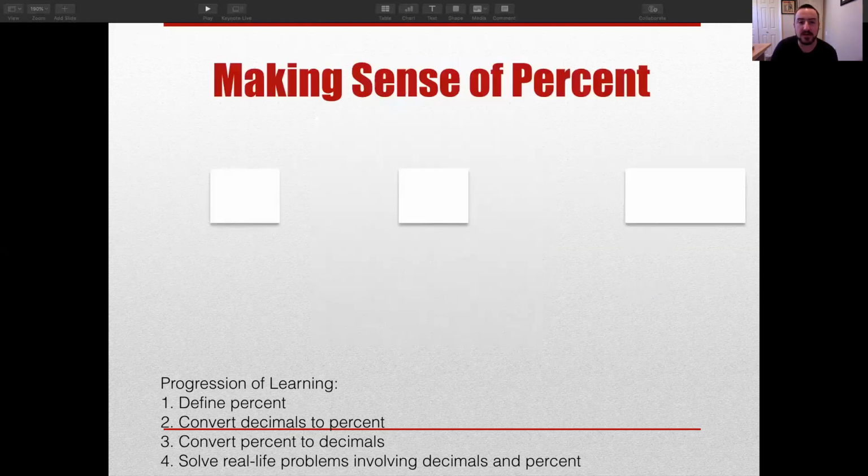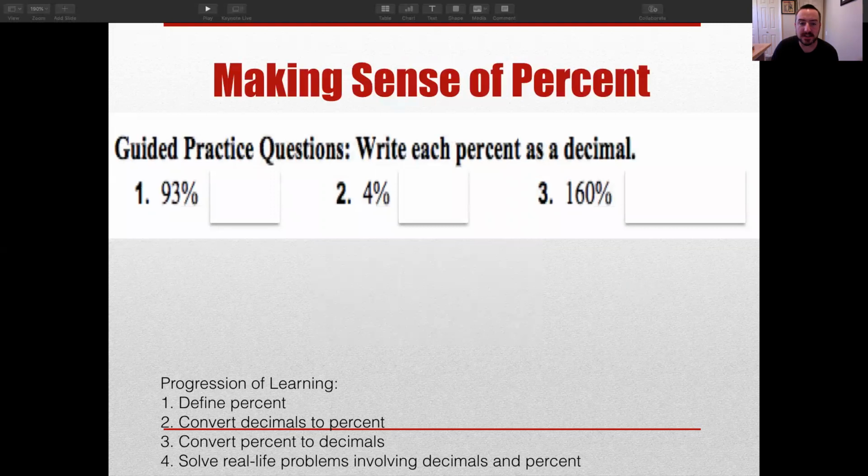Okay, so let's make some sense of percent. Here we have 3 percentages. All of those can be converted into a decimal. What I want you to do is hit pause, write these down on your own, and try to convert them into a decimal. Remember, it's always out of 100. It has to be in the hundredths place. So pause now and then get started.